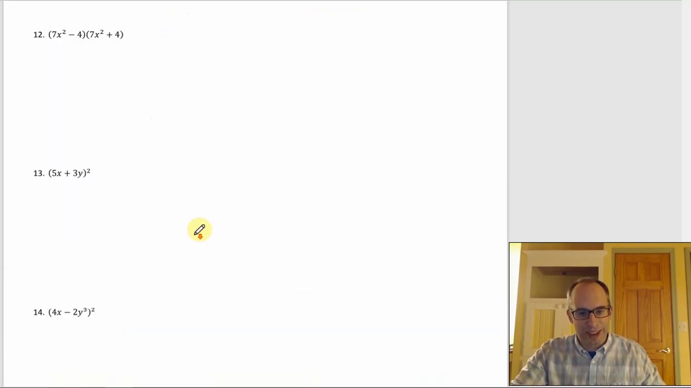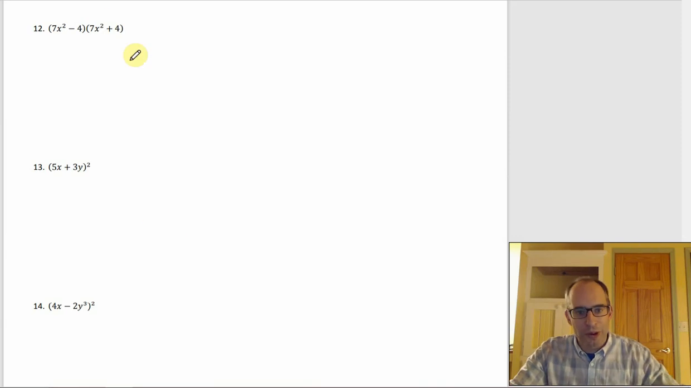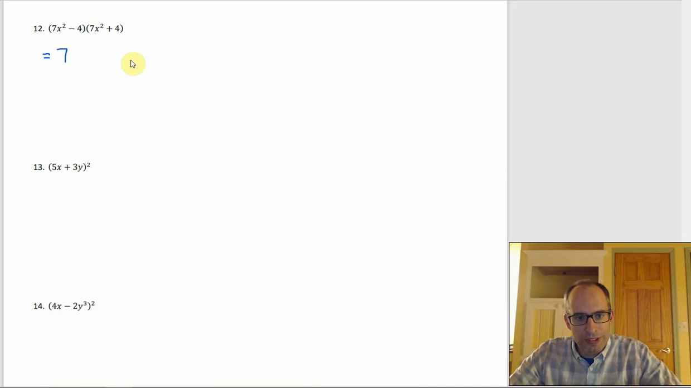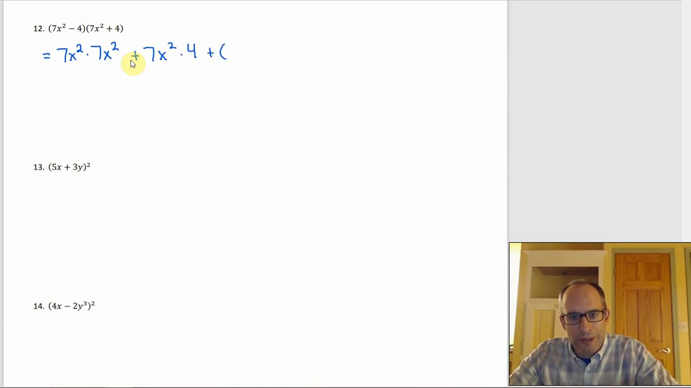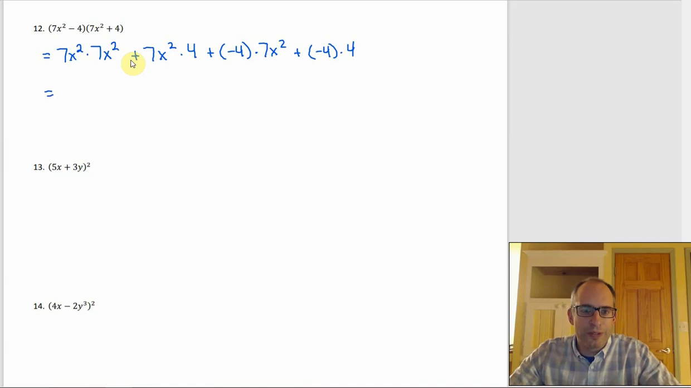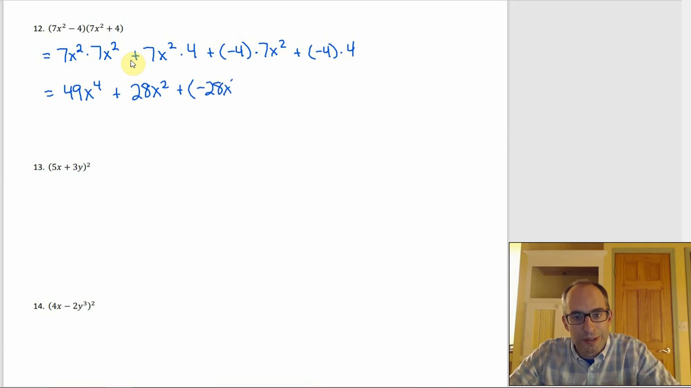Same thing here, and I guess really with all of these. So if we FOILed this one, we'd have 7x squared times another 7x squared. And then for the outer, we'd have plus 7x squared times 4. For the inner, we'd have negative 4 times 7x squared. And then for the last, we're going to have negative 4 times 4. And then 7x squared times 7x squared, well, 7 times 7 is 49. And then you can add the exponents, so that's 49x to the 2 plus 2, which is 4. And then the next one, we're just multiplying by 4. That's not so bad. It's 28x squared. And then we'd have plus negative 28x squared, right? And then plus negative 16.